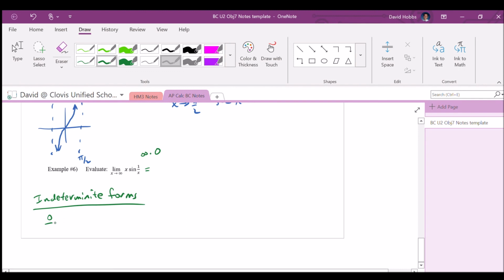So 0 over 0 is one, infinity over infinity is another, 0 times infinity or infinity times 0, even 1 to the infinity. Now, if it's literally 0 times infinity, then 0 times any number is 0, but the sine of 1 over x is just approaching 0. Just like if you have 1 to the infinity power, if it's truly the actual number 1, 1 to any power is 1. But if it's just approaching 1 to an infinite power, it's an indeterminate form.